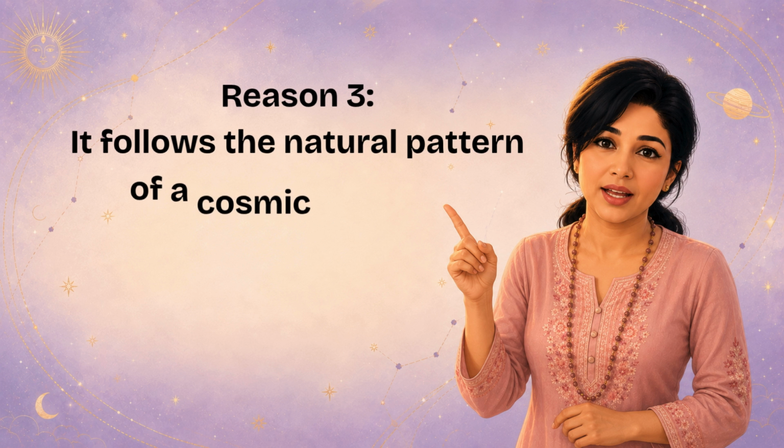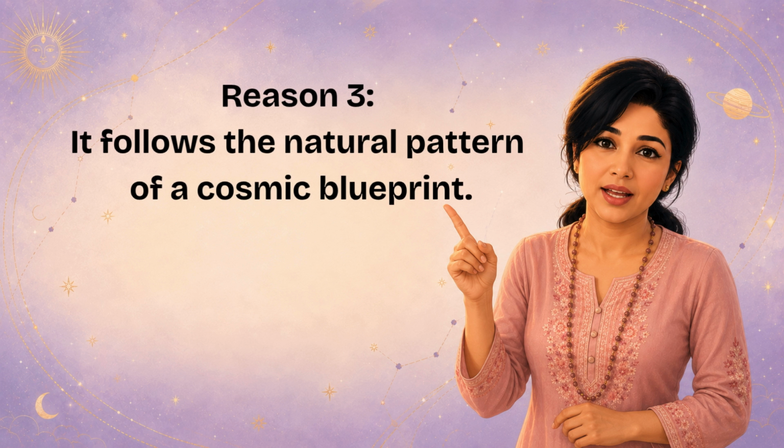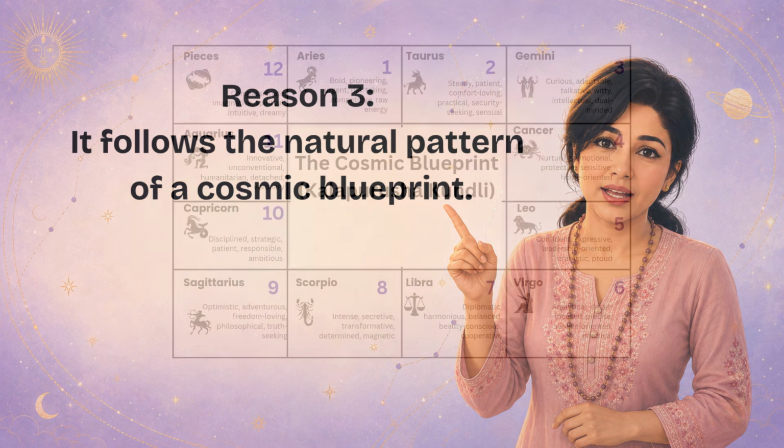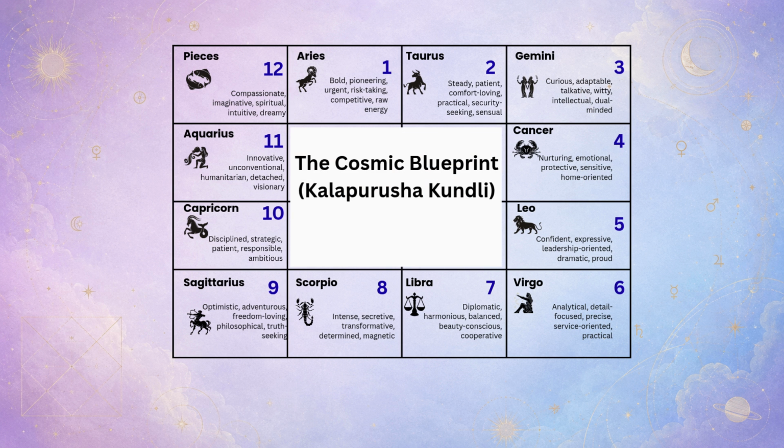Reason 3. It follows the natural pattern of a cosmic blueprint. The South Indian chart reflects an important principle of astrology. The zodiac signs form a cosmic or universal blueprint, while the houses personalize that blueprint for each person. The 12 signs always remain in the same natural sequence. Each sign represents a particular quality of energy.